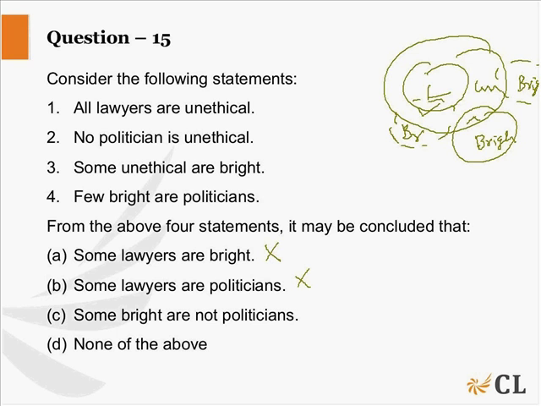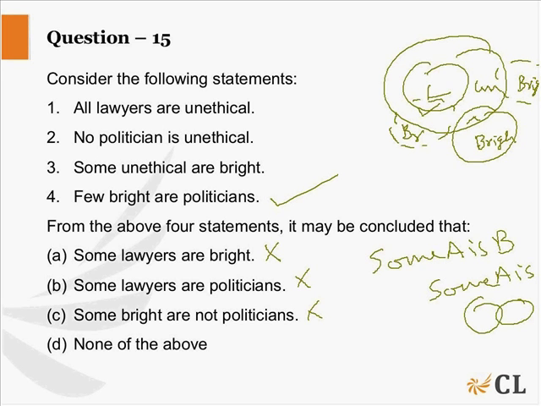And when you are saying some bright are not politicians, how can you be so sure? The fourth premise itself says few brights are politicians. So brights are politicians, yeah. If at least one politician is bright, how can you say that some bright are not politicians? When I say some A is B, it does not mean that some A is not B. This is incorrect. Because what would happen? Some A is B means one is an intersecting set. Second, A and B can be equal. The third thing can be all A can be B. Right? I hope this clarifies.